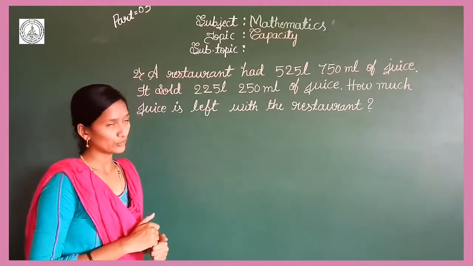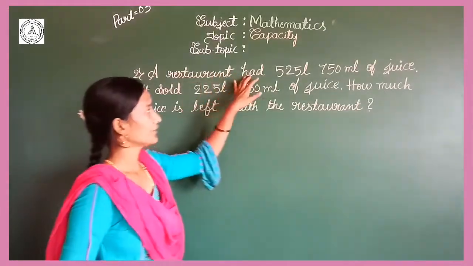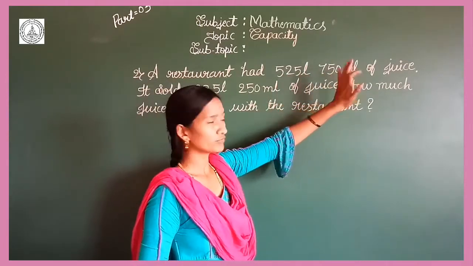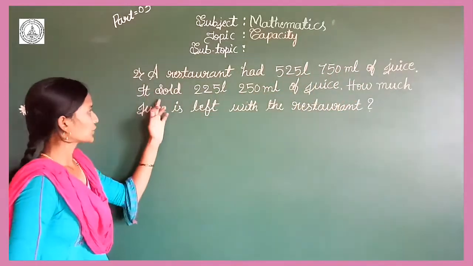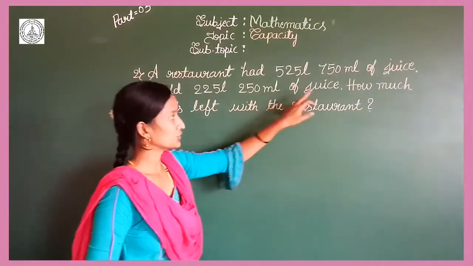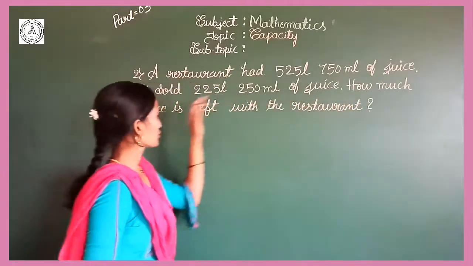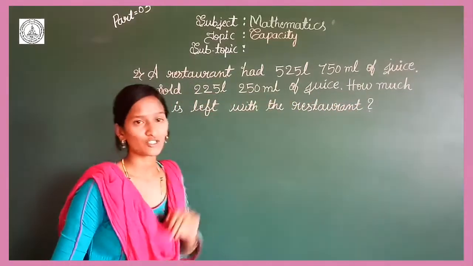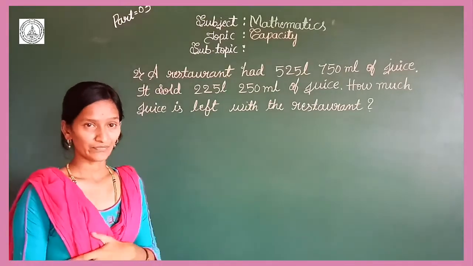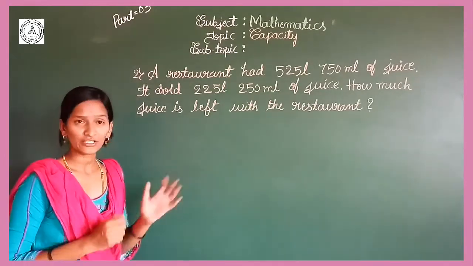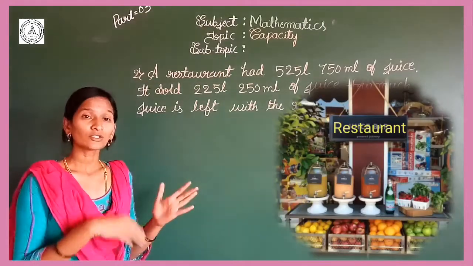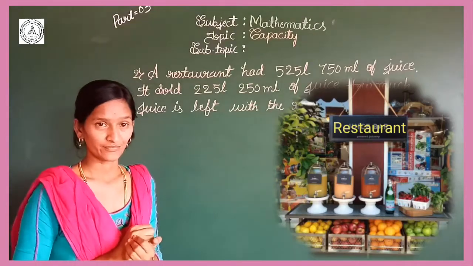I am reading, all of you look here. A restaurant had 525 liter 750 milliliter of juice. Okay. It sold 225 liter 250 milliliter of juice. How much juice is left with the restaurant? So students, it is a story about a restaurant, right? So look here, here is one restaurant, right? So in this restaurant, they sold different types of juices, right?